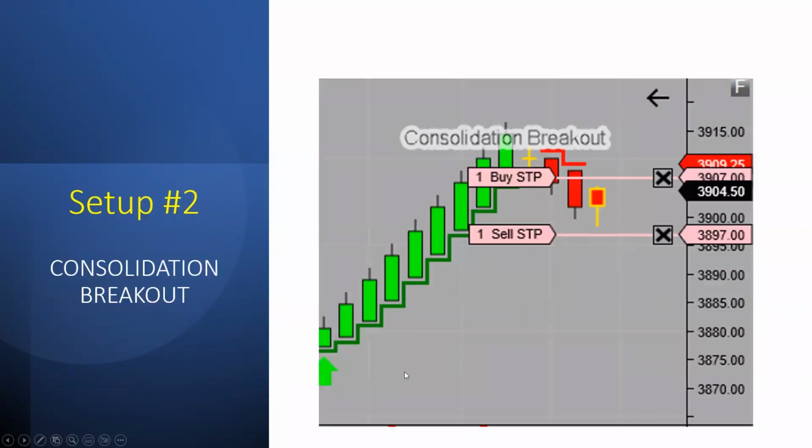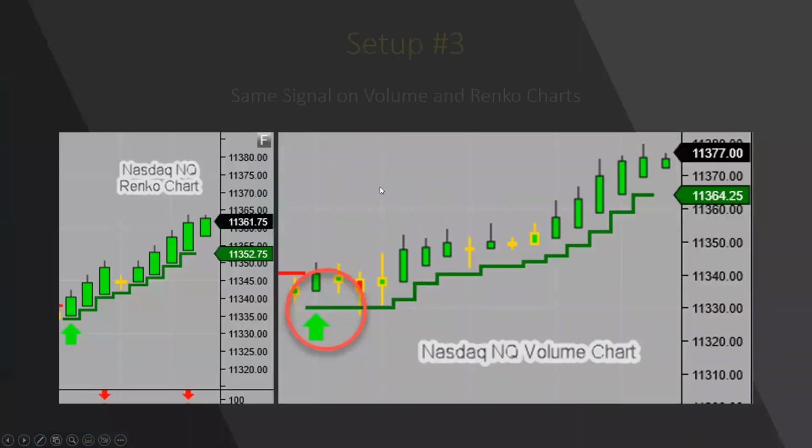So again, the setup number 2 here is the consolidation breakout. Okay, so our consolidation bars, again, will have a gold frame around the bar. So a break above or below that gold frame bar is typically the way the market's going to go.